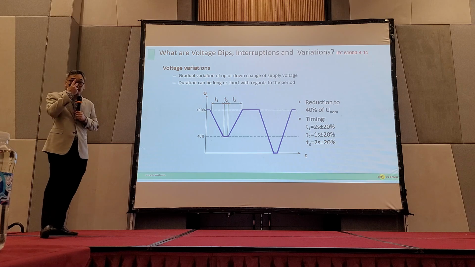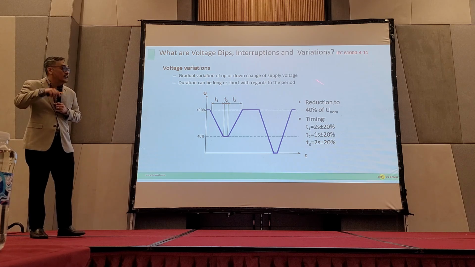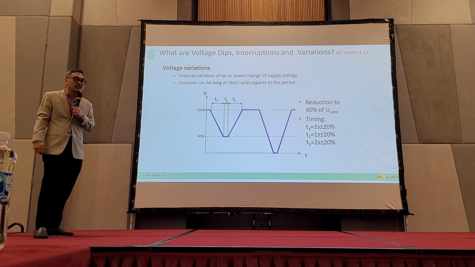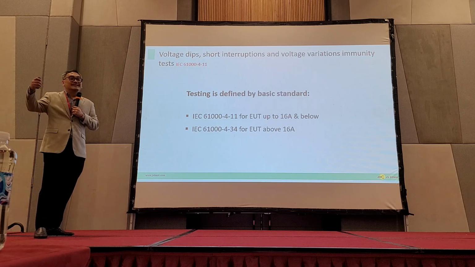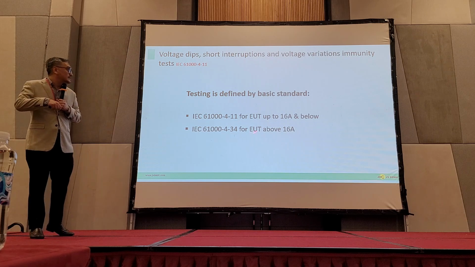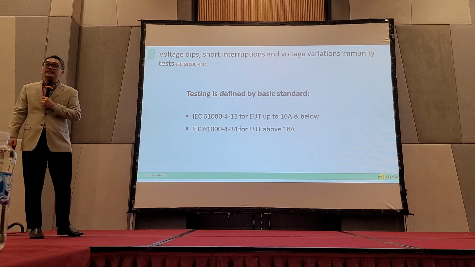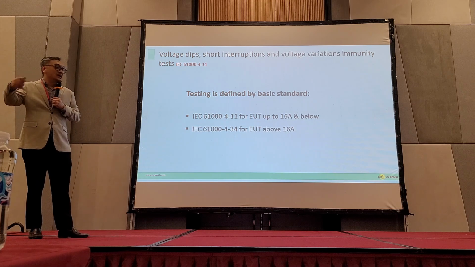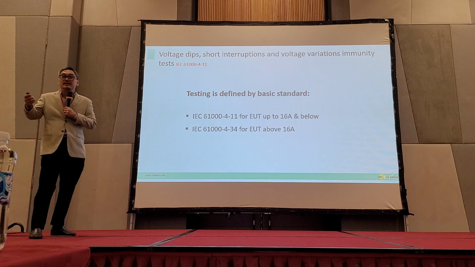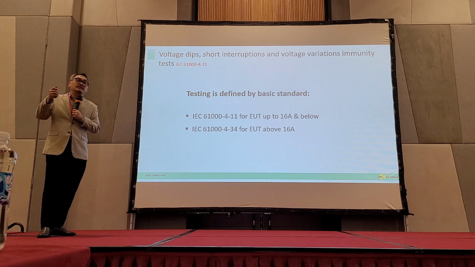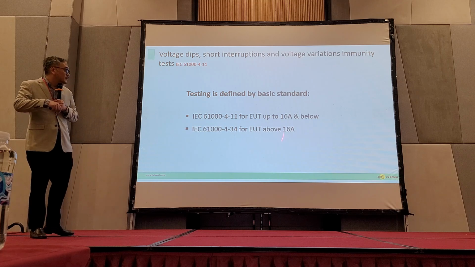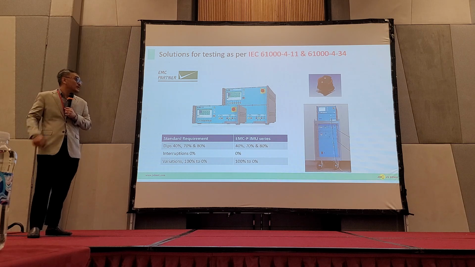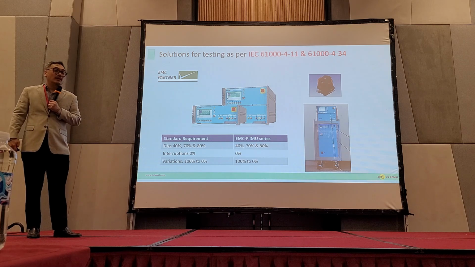Voltage variation. This test is defined in 61000-4-11, voltage dips, interruptions and variations. Typically 61000-4-11 is for products of 16 amps and below, and 61000-4-34 for products above 16 amps. So again, it depends on the product that you are designing or making, which standard you need to follow. Some example solutions that we have are from an EMC partner.